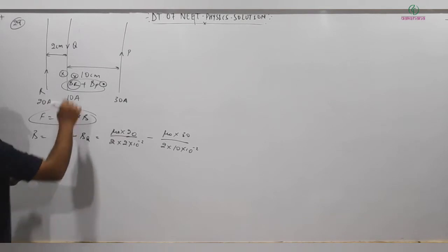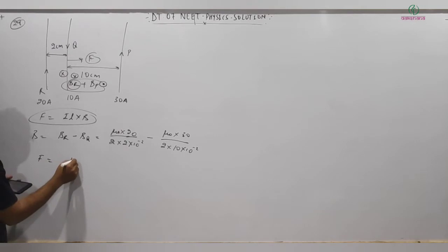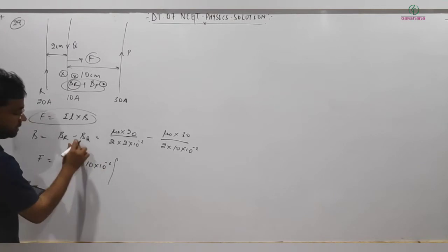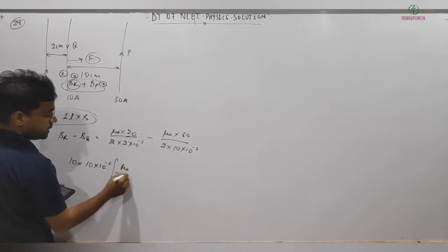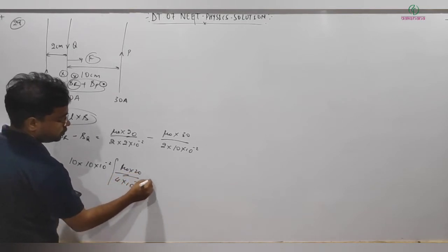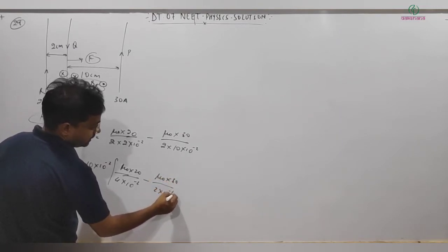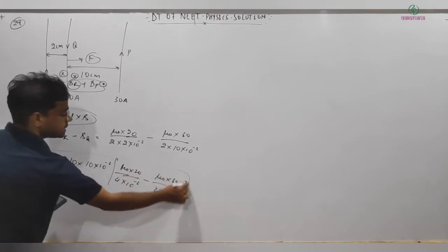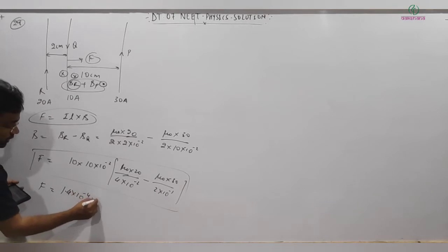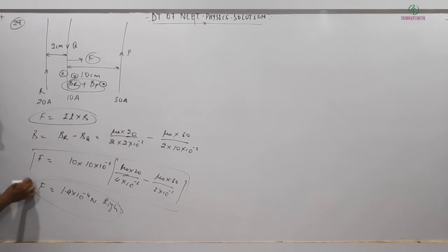Force can be written as I, that is given as 10, into L, 10 to the power minus 2, into B net, this mu naught into 20 divided by 4 into 10 to the power minus 2, minus mu naught into 30 divided by 2 into 10 to the power minus 1. Simplifying, we get F is equal to 1.4 into 10 to the power minus 4 Newton, and it will be towards the right. So this is the answer, which matches with option 1.